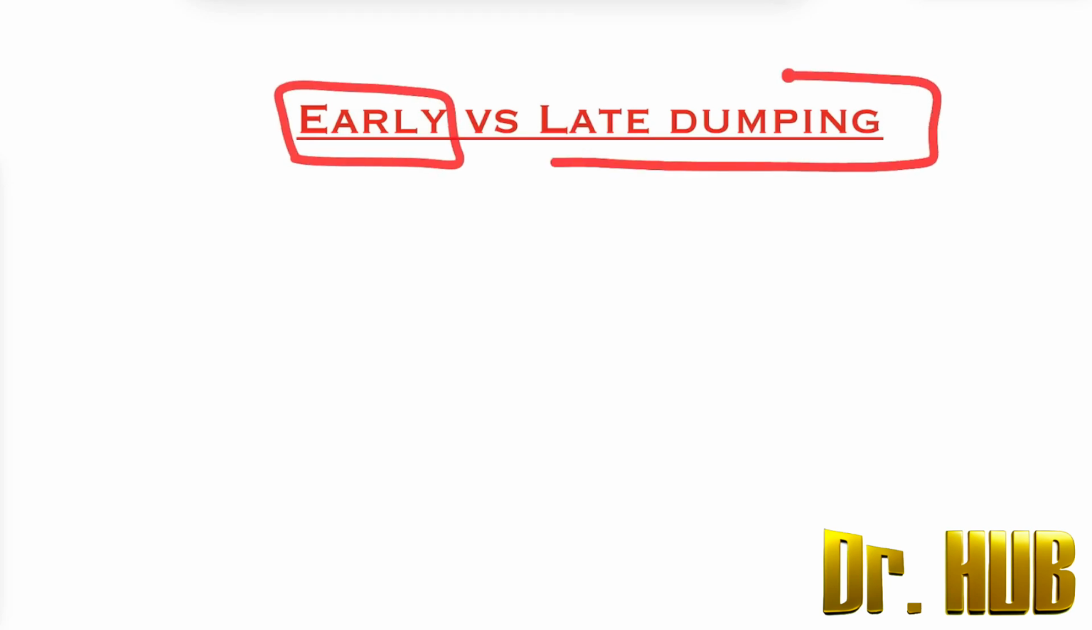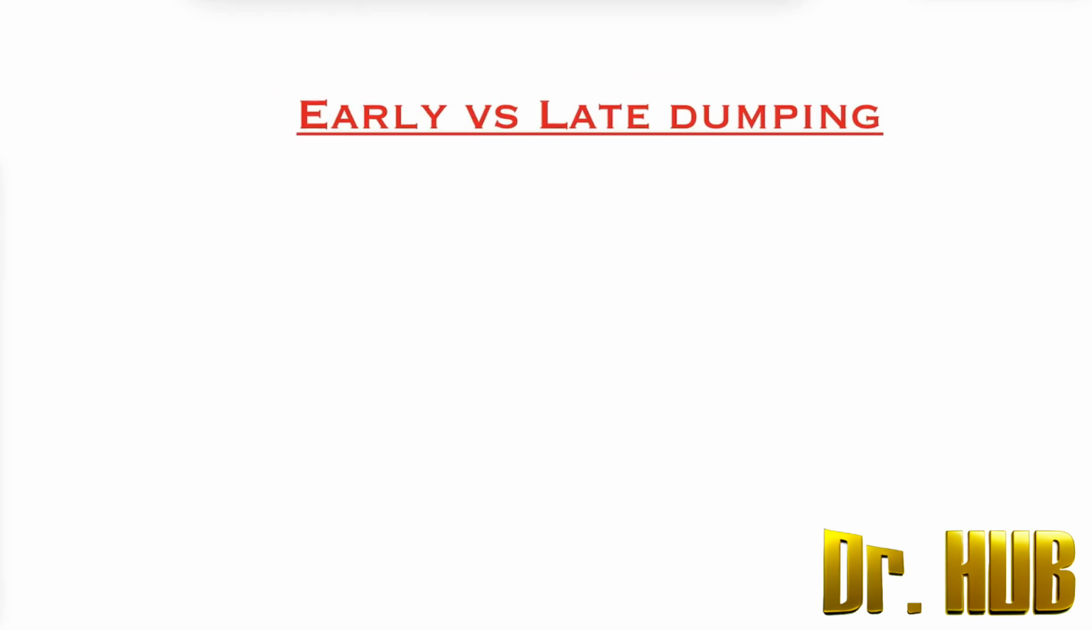Early versus the late dumping. So let's look at the early dumping first. Here in early dumping, the incidence is about 5 to 10%, and the relation to the meals is immediate.